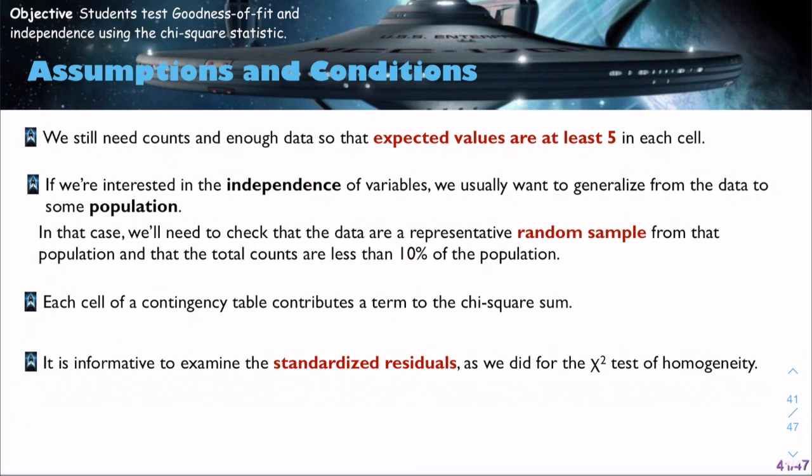Each cell of a contingency table contributes a term to the chi-squared sum, as we've seen. And then, as always, it's informative to examine the standardized residuals, as we did for the chi-squared test for homogeneity.